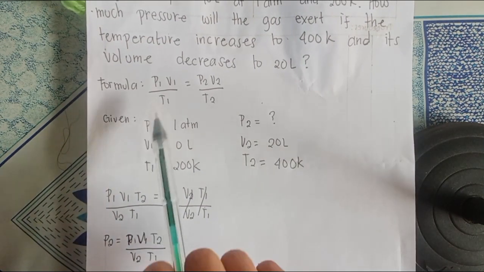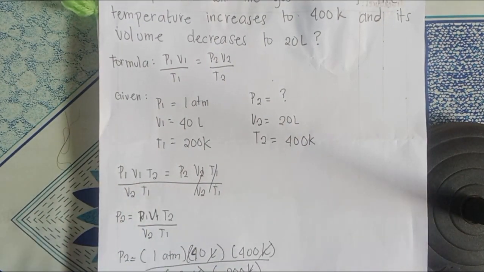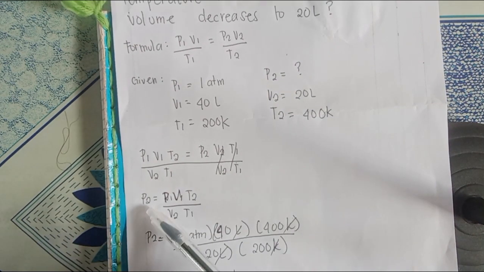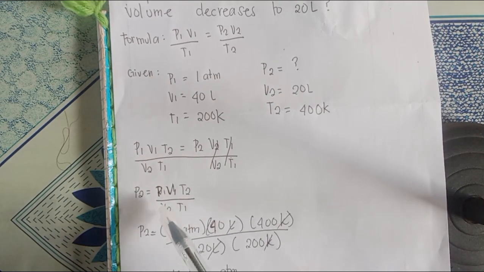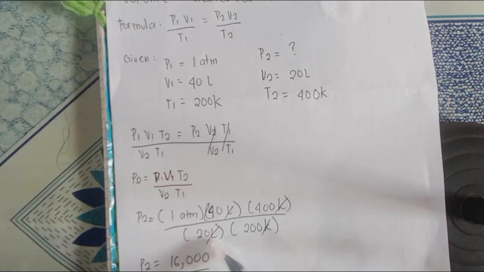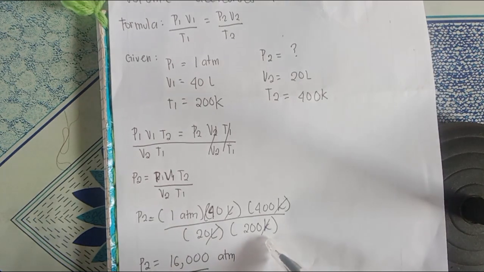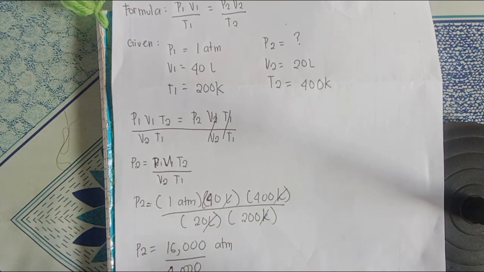So, cross multiply the formula. P1V1T2 is equal to P2V2T1. So, bring down V2 and T1. P2 is equal to P1V1T2 over V2T1. So, P1 is 1 atm, V1 is 40 L, and T2 is 400 Kelvin, over V2 which is 20 L, and T1 which is 200 Kelvin.